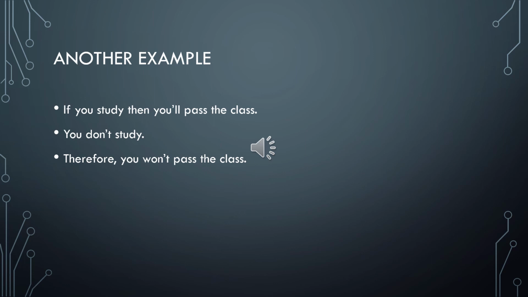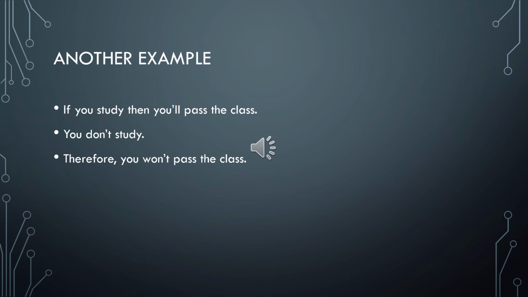Here's another example of an invalid argument. If you study, then you'll pass. You don't study, therefore you won't pass the class. So the idea here is that even if those premises are true, that if you study, that you'll pass the class, and it's true you don't study, it doesn't necessarily follow that you won't pass. You might pass anyway. In other words, that conclusion could be false.